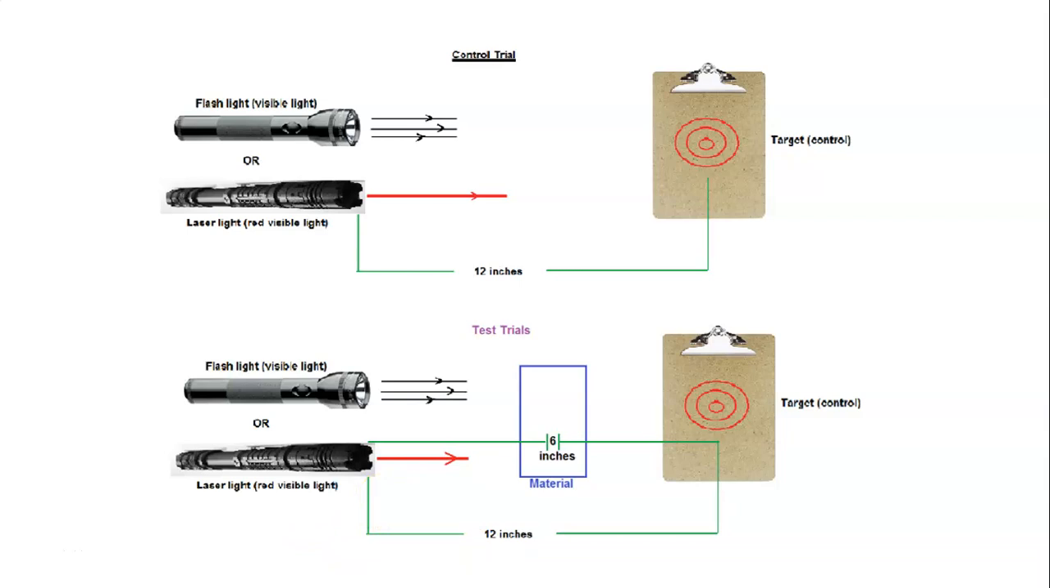And then what you're going to do is when the light, whatever light it is that you're using, whether it's a flashlight shining white visible light onto the object, the question would be, look at your target. Is the target illuminated like it is in the control trial? Is it not illuminated at all? Is your target completely dark? Is it brighter? Is it dimmer? Did the color change? So not only are you looking at the target, but then you're also going to look at the material. Look at the material when the light does not shine on it, and then look at the material after the light is shining on it.